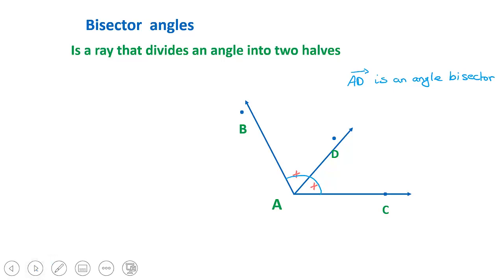As a result, I will have angle CAD equal to angle DAB. Those 2 angles are equal because AD is an angle bisector. It divides the angle into 2 equal halves. And this is the last relation. Is it easy? Let's go now and solve examples.